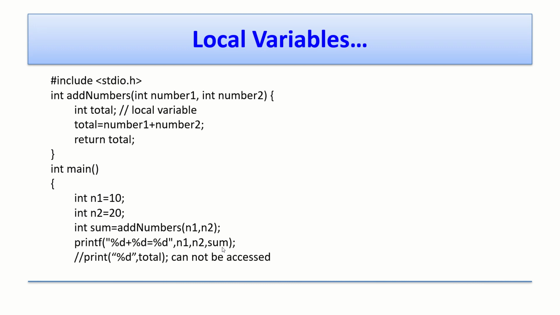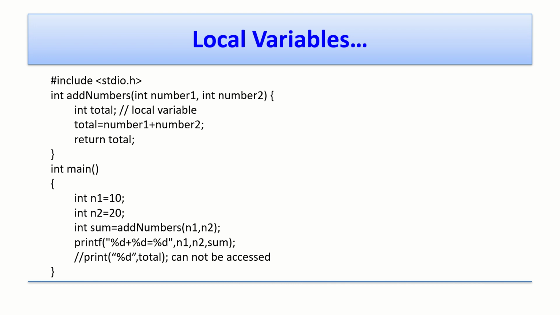If you try to access the variable total, it is not accessible within the main function, because the variable total is a local variable which is accessible only to the add numbers function. So if you try to access the variable total, that is not accessible within the main method.